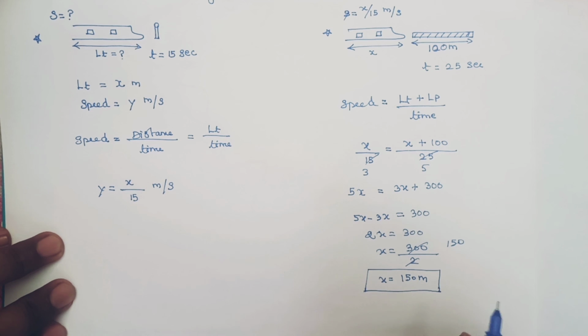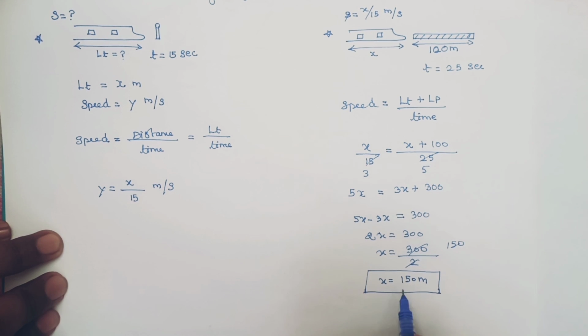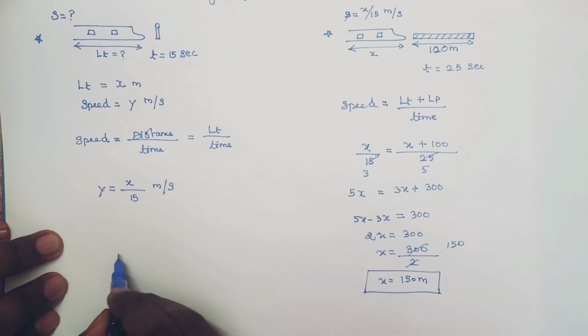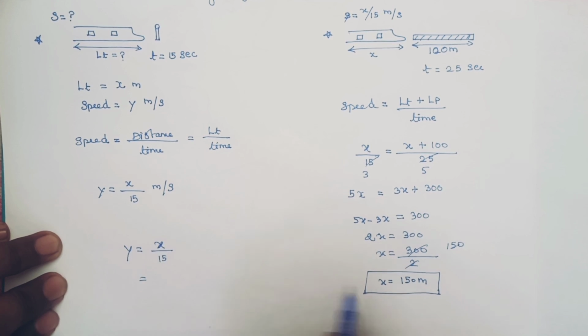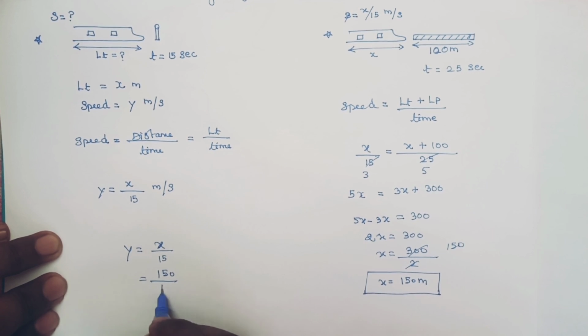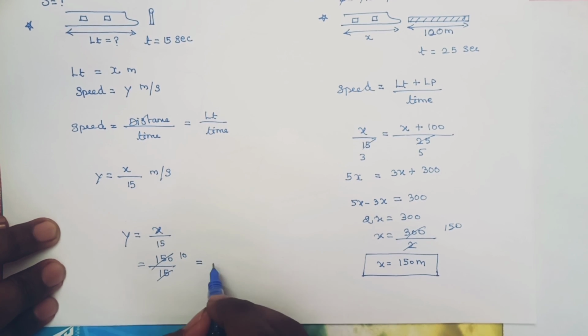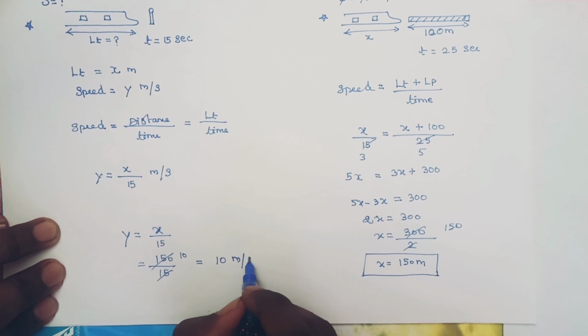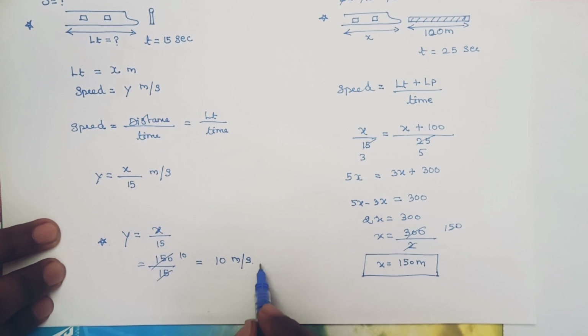And if they ask to find the speed of the train, what will you do? Just apply this x value here. So y equals x by 15, so 150 divided by 15. Simplifying these two, 10. So 10 meter per second. So the speed of the train is 10 meter per second.